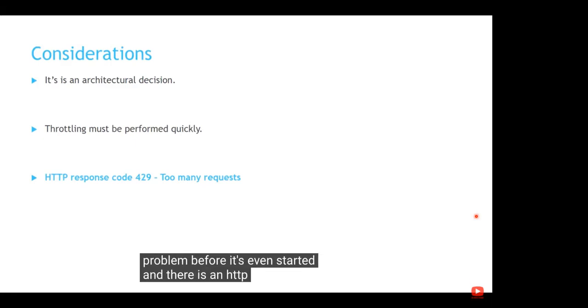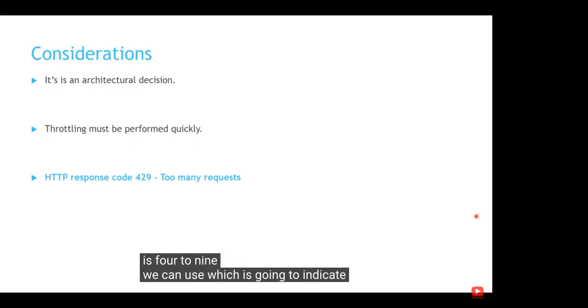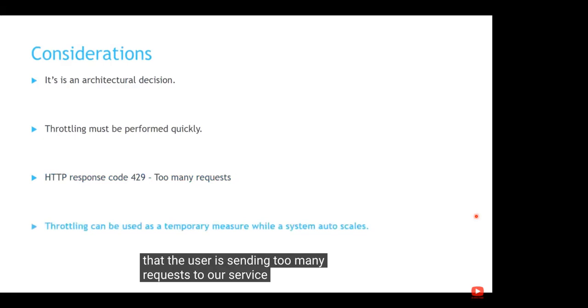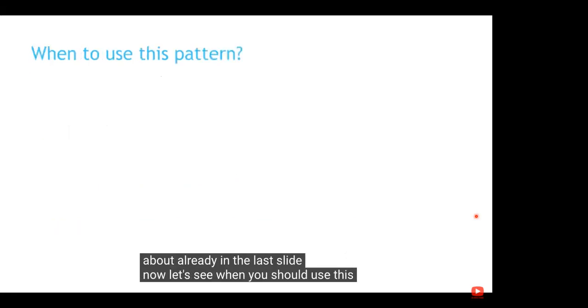And there is an HTTP response code, which is 429, that we can use, which is going to indicate that the user is sending too many requests to our service. The last point is that we can use throttling with auto-scaling, as we have talked about already in the last slide. Now let's see when you should use this pattern.